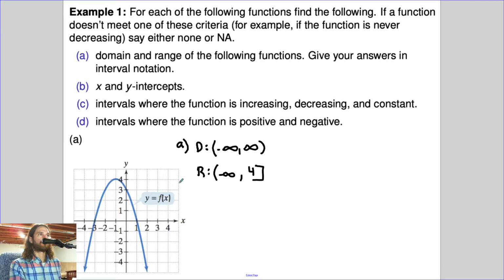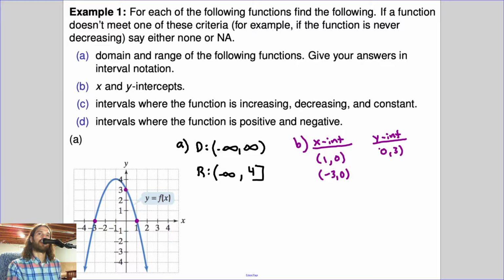Let's keep going. B, x and y intercepts. The x-intercepts are where it crosses the x-axis. Let's go ahead and find those points. Crosses right here, and it crosses right here, and let's write those down. The x-intercepts are 1, 0, and negative 3, 0. The y-intercepts. Where does it cross the y-axis? Right here, which is the point 0, 3.